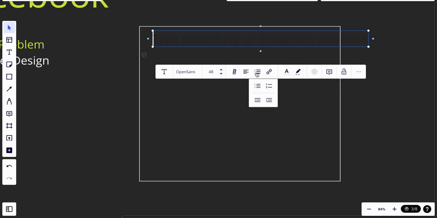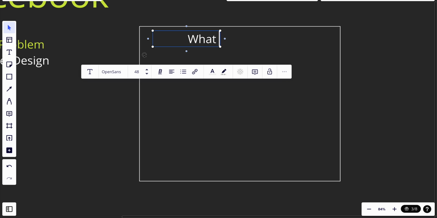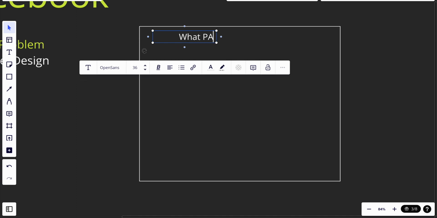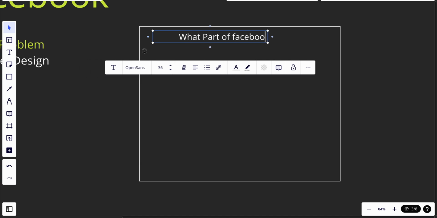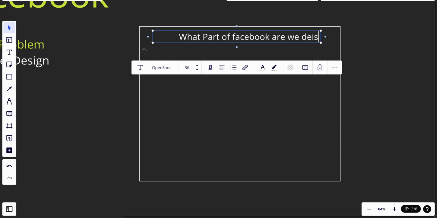First of all, if you have a vague question, you say, what part of Facebook are we designing?